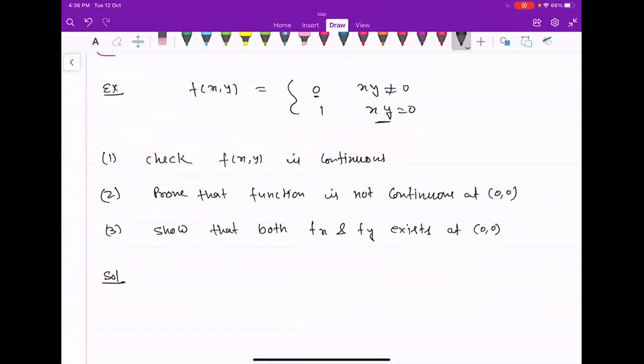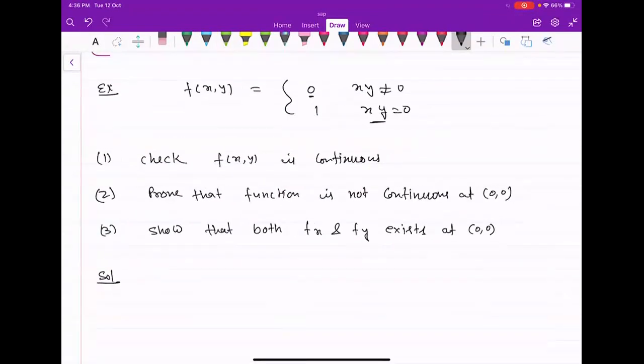So if we are talking about continuity at this point, check whether the function is continuous or not. So tell me whether it is continuous or not.